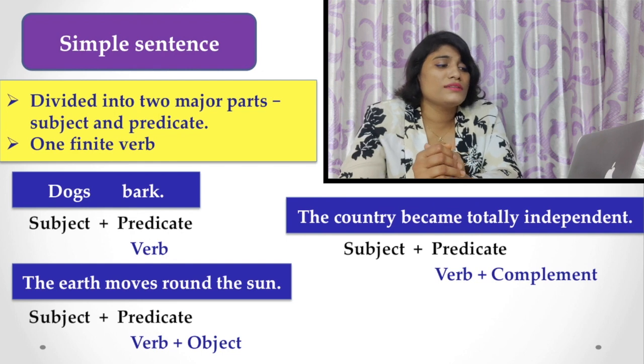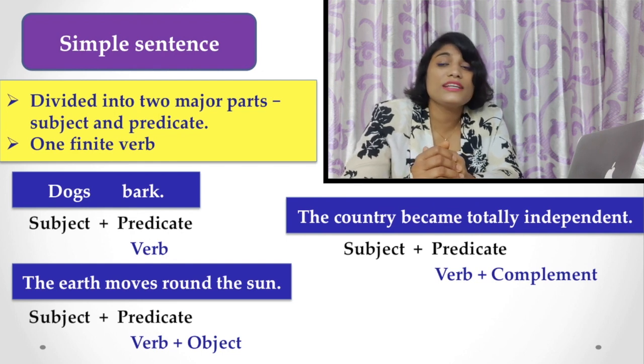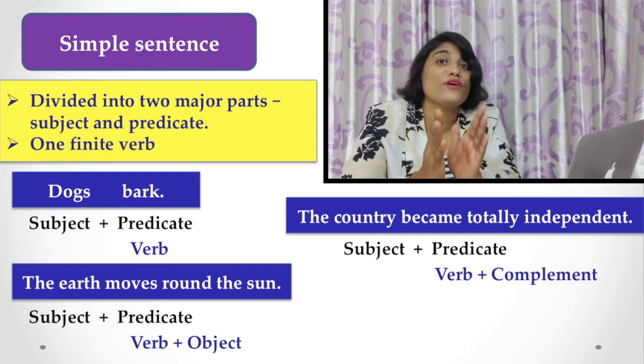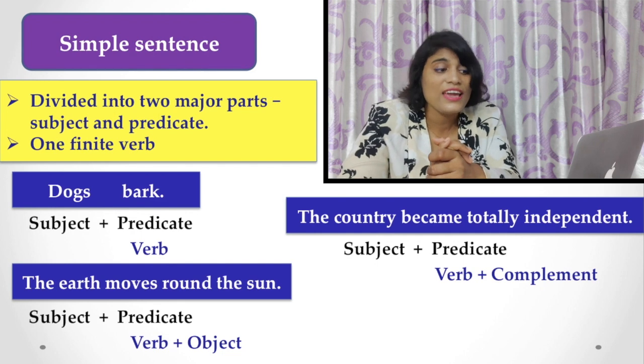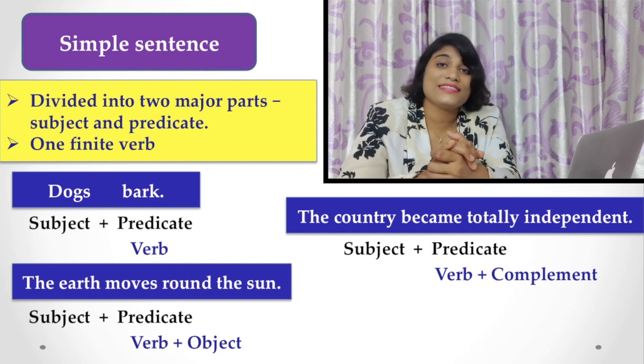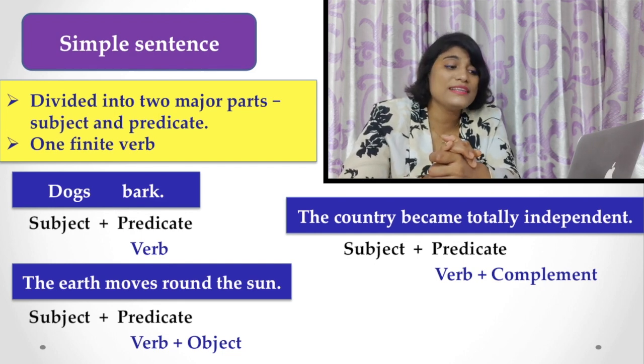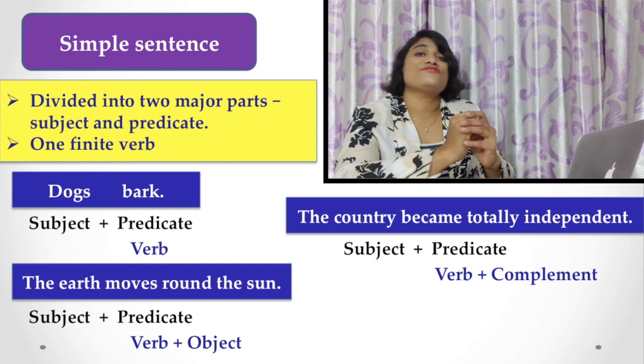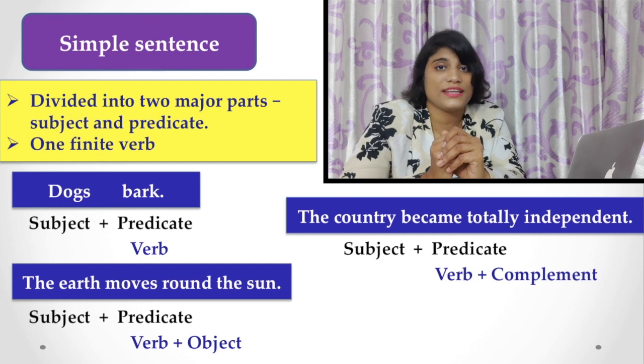Here the country became totally independent. Here also, if you divide this sentence structurally, you find one subject part, that is the country, and the predicate part consists of verb and complement, that is became totally independent. So this is the structure of a simple sentence.